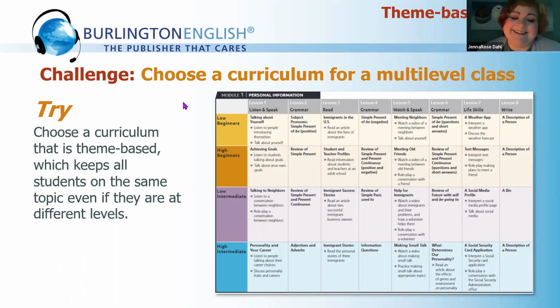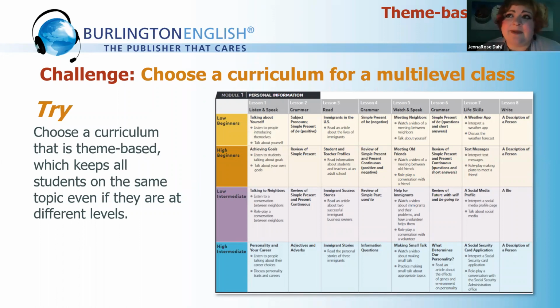And then we alluded to this earlier, but one challenge is just choosing a curriculum when you're working with multi-level groups. And one thing we'd recommend is choosing curriculum that's theme-based.